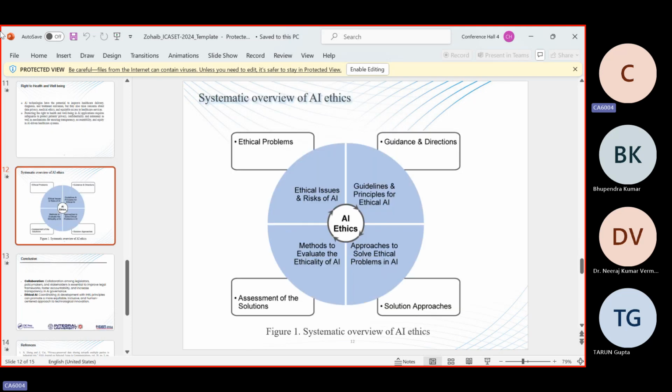Next. Now we see the ethics for AI in the IHL principle, where the ethical issues and risks of AI, generally in copyrights, individual rights, and freedom of expression, are all affected by AI in the social domains. So we need to have some methods to evaluate the ethicality of AI, and we need to find approaches for solving the problem of human rights against AI ethics.